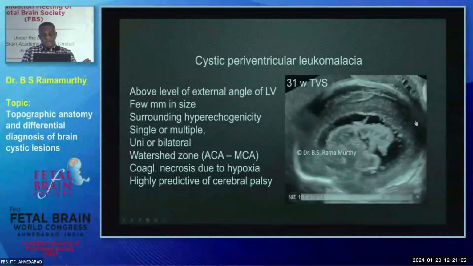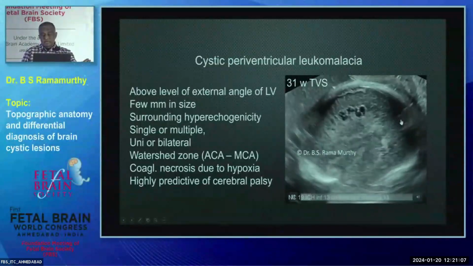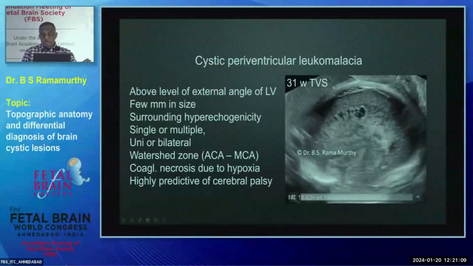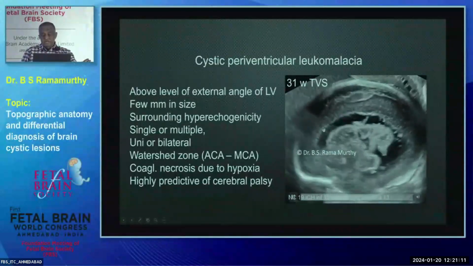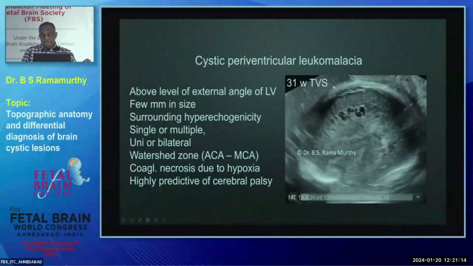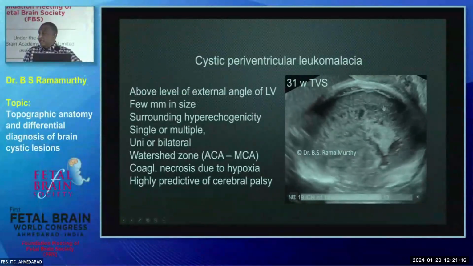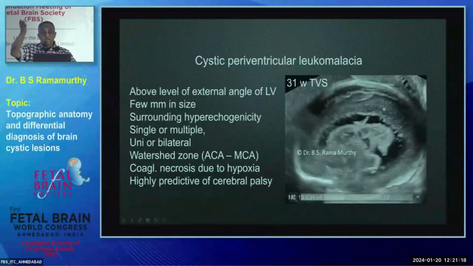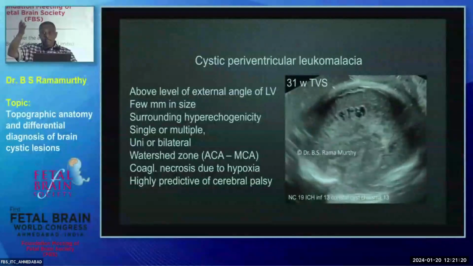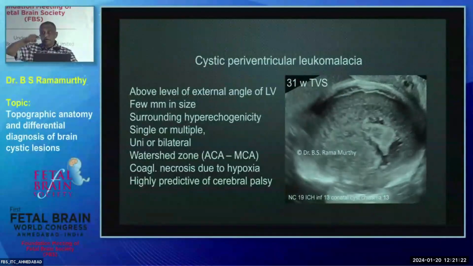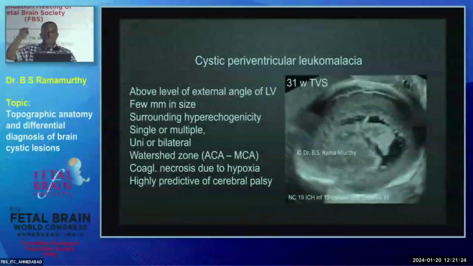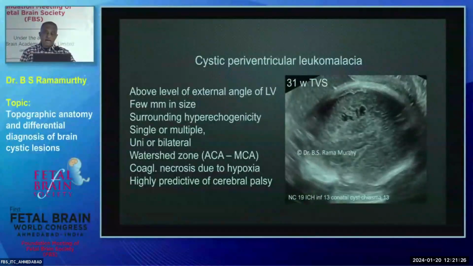On the other hand, let's look at this. That's a parasagittal view. You see the ventricle there, and you see some cysts. In fact, plenty of them, and that looks dangerous because it's above the roof of the lateral ventricle. It's in the centrum semiovale, and therefore that is cystic periventricular leukomalacia.